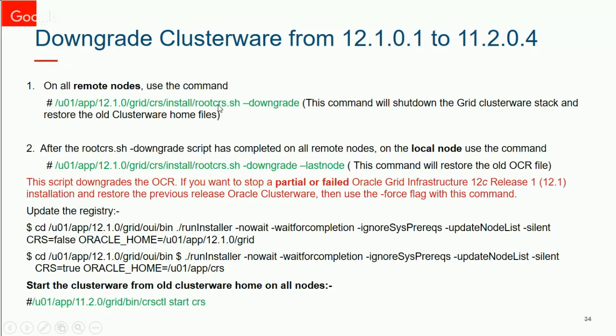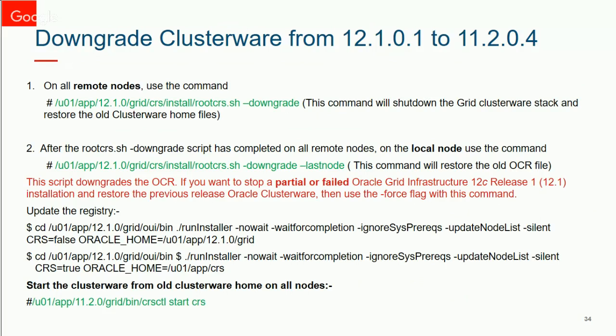This needs to be run on a remote node. Make sure you are running it on a remote node, not on the local node. Suppose you have a 3 node cluster, the remote nodes will be your second and third node, not the first one. You run this command on the second and third node, and when it is successfully done, it restores your grid clusterware stack and replaces all your files. After doing this on nodes 2 and 3, you come back to node 1.